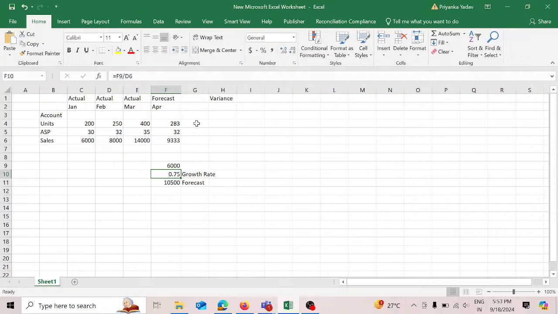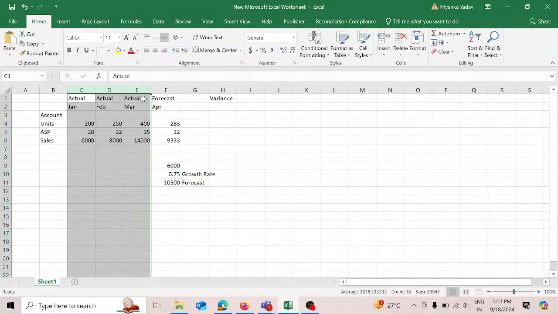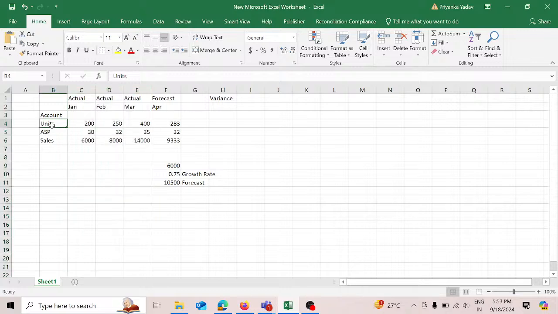Now how does this help? We have the actual or the historical data, and we use various drivers here, units and average selling price. We have used them to calculate the sales and to get to our forecast figure. So we can focus on various strategic actions that target the key drivers influencing the forecast.